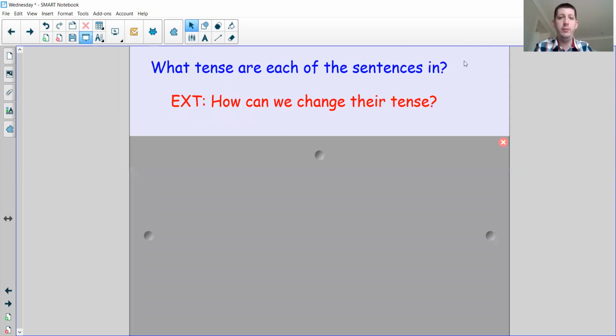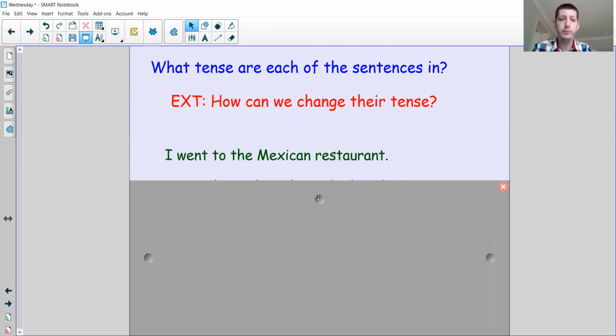Let's have a look now at some sentences. And I'd like to work out whether you think they are written in the past tense or in the present tense. And then for a challenge at the end, we're going to see if we can change some of those sentences from one tense to another. So let's look at the first sentence. I went to the Mexican restaurant. Would that be in the past or would that be in the present right now?